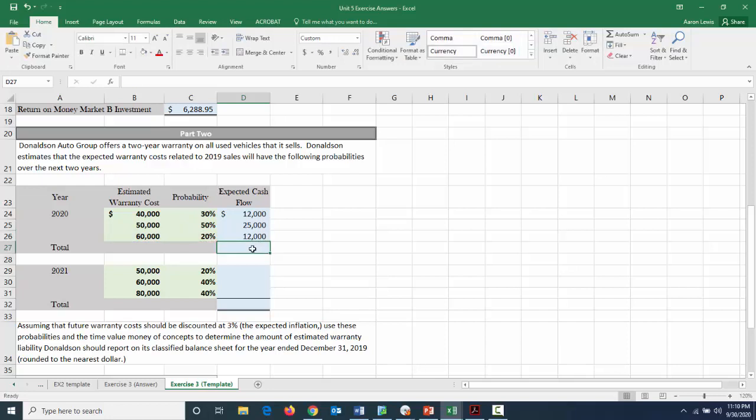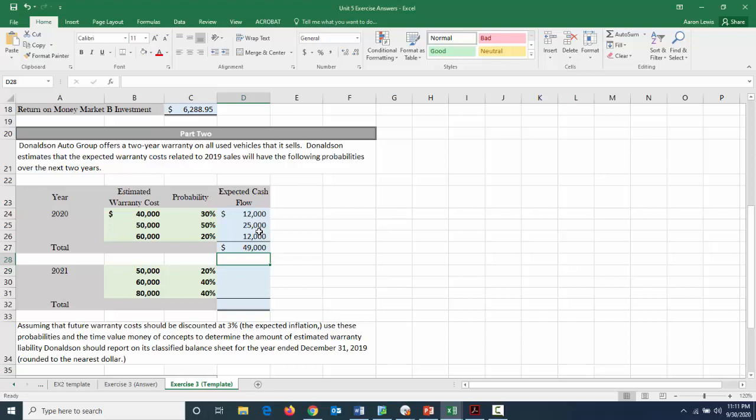And when we get done with doing that, we can find the sum of these 3 expected cash flows to get our total expected cash flow. If we have these certain probabilities of paying this certain level of cost, well, overall, our weighted average expected cost is going to be $49,000 of warranties redeemed in 2020 related to 2019 sales.